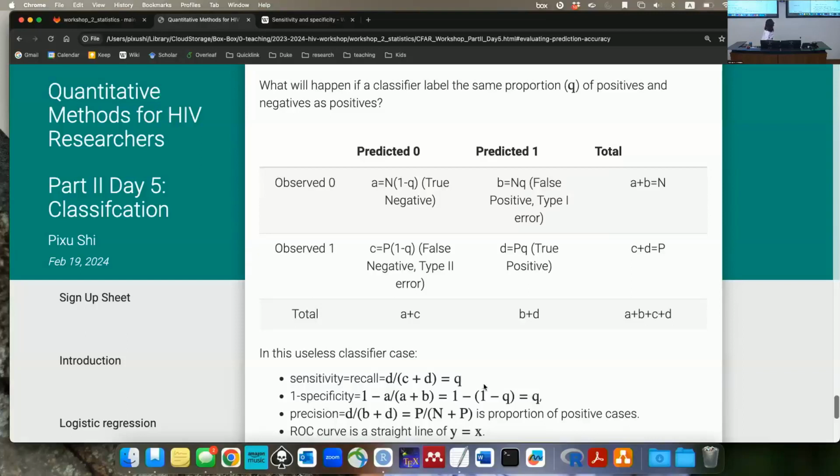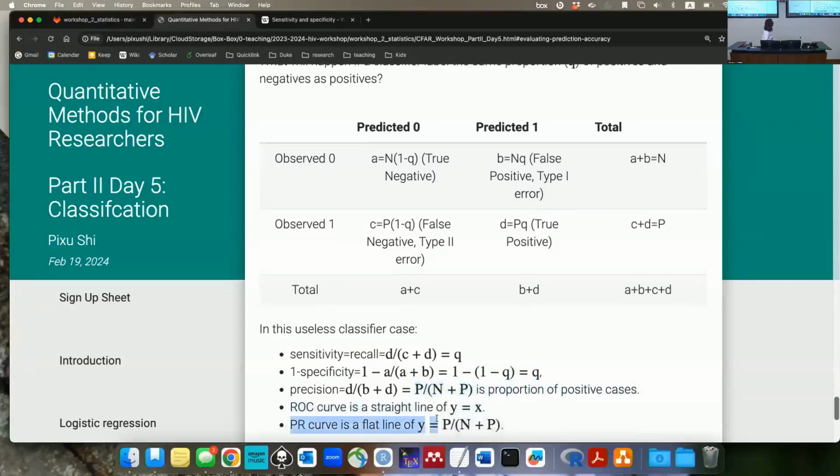And for precision, it's going to be this number over the column sum, which is actually going to be P over P plus N. That's the proportion of positive cases. So you're going to have a precision recall curve that's a flat line. It's always going to be this number. So your ROC curve is a straight line, and your PR curve is going to be a flat line. And the area under the ROC is 0.5. The area under the PR curve is going to be the proportion of positive cases. That's the most useless classifier you can get.